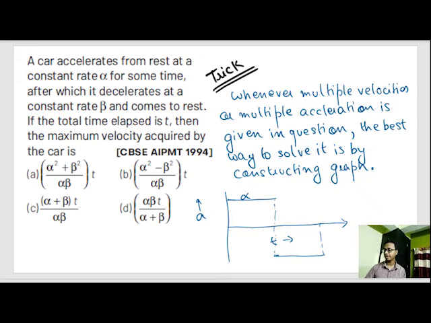So this is alpha, retardation is beta. Okay, this is alpha, retardation. Beta means the value of acceleration at this point is beta. Alpha means the value of acceleration for this graph is alpha. Okay, this is our acceleration time graph.